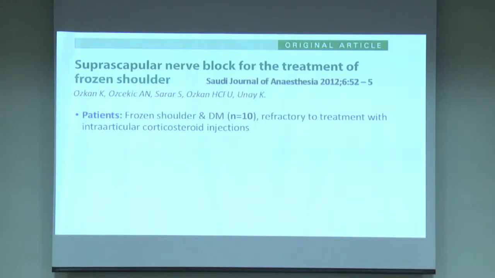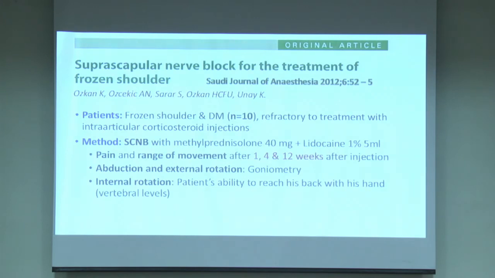Now, there was another study done with the suprascapular nerve block for frozen shoulders. This was in only about 10 patients, and they were all refractory to intra-articular injections of corticosteroids. With a suprascapular nerve block using prednisolone and lignocaine, even after 1, 4, and 12 weeks, there was quite a lot of improvement in pain scores and range of motion. So what I mean to say is, in frozen shoulders, just a suprascapular nerve block may do the trick.